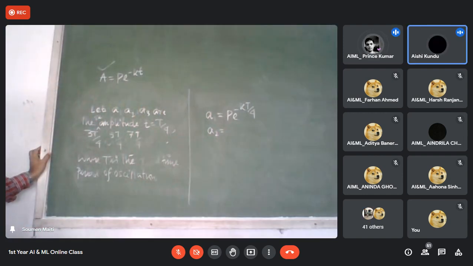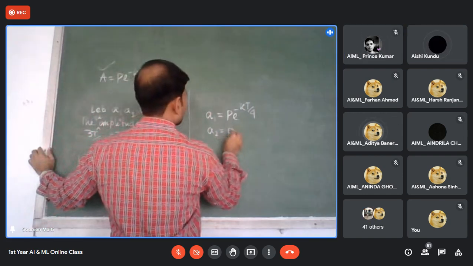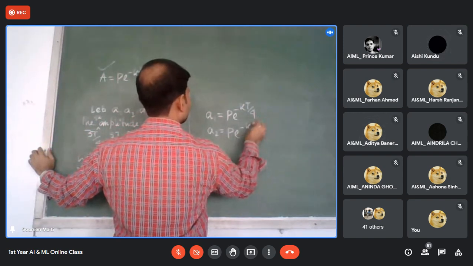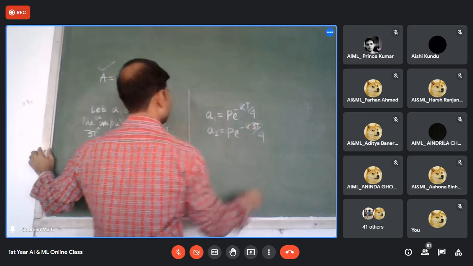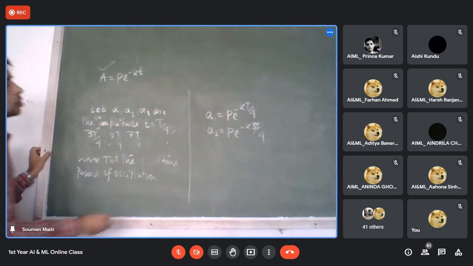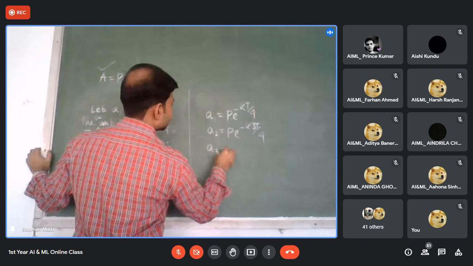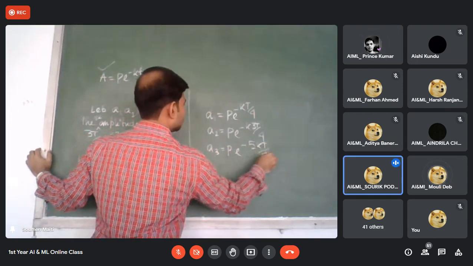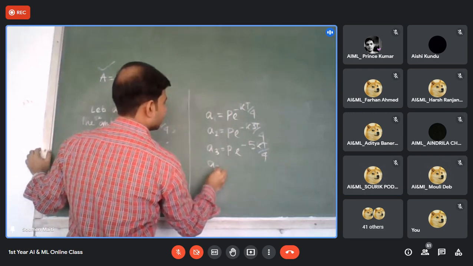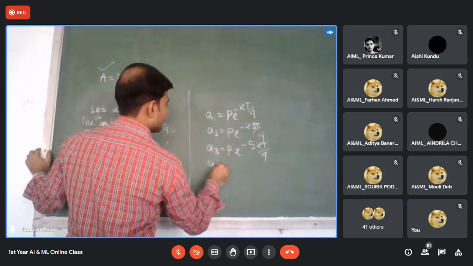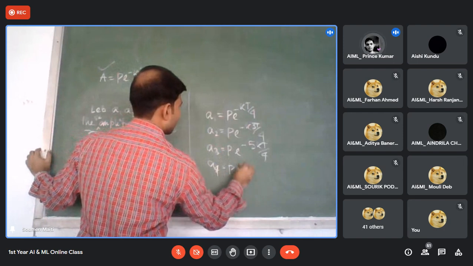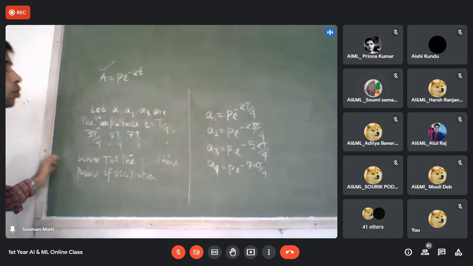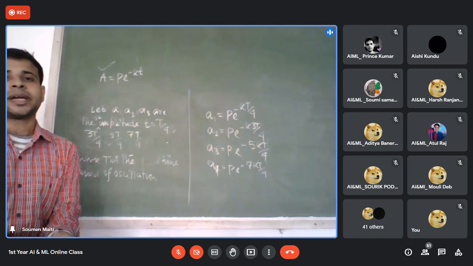P e to the power minus 3KT by 4. Here we are taking T, so in A2 we take 3T by 4. Okay? So what will A3 be? A3 is nothing but P e to the power minus 5KT by 4. A4 will be P e to the power minus 7KT by 4.